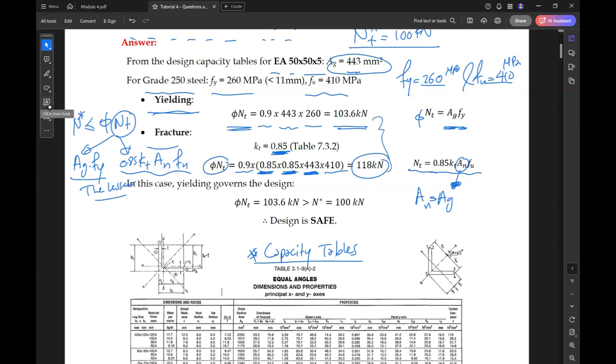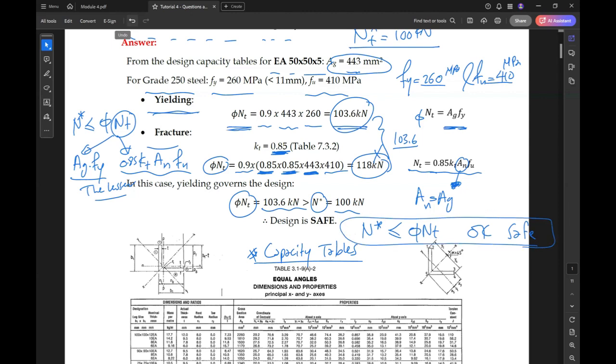1,800. So the lesser of these two is not this one, it is 103.6. So phi Nt equal to 103.6 and N star is 100. So we have N star less than or equal to phi Nt. So it is okay, safe. Okay. So this is an example of a tension member.